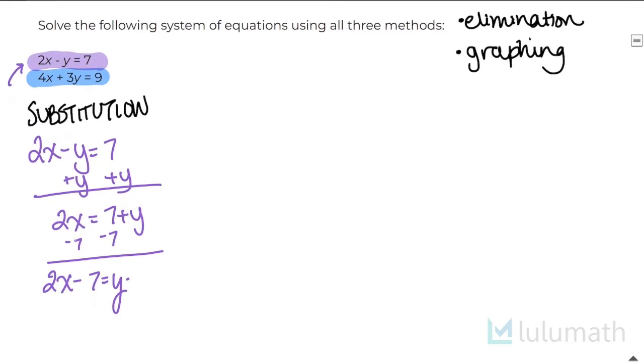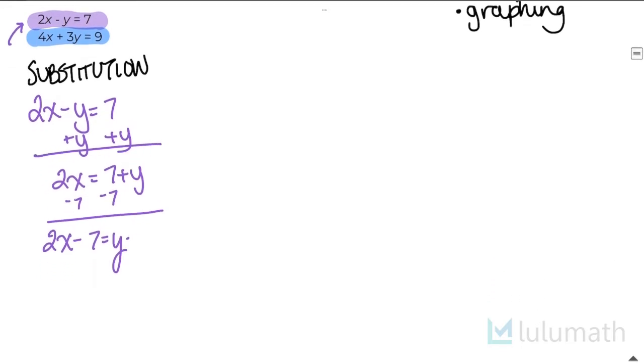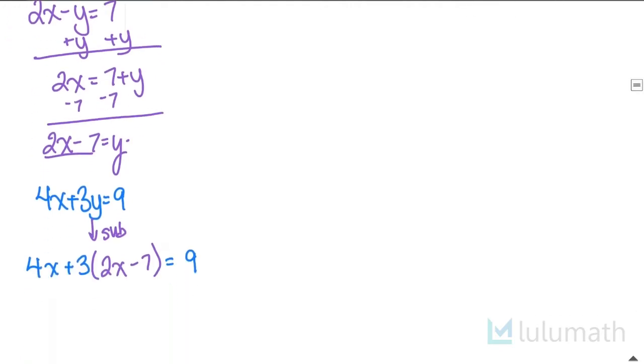Okay, now remember what we're going to do next is we're going to take our blue equation, which is 4x plus 3y equals 9, okay? And every time I see a y, I'm going to replace it with this 2x minus 7. So I will copy down 4x plus 3, and then I'm going to replace this here with 2x minus 7, and then I'll copy the rest of the equation down, equals 9, okay? Now that I've done that, I've gone from having two variables in my equation to having just one, which makes things a lot easier for me.